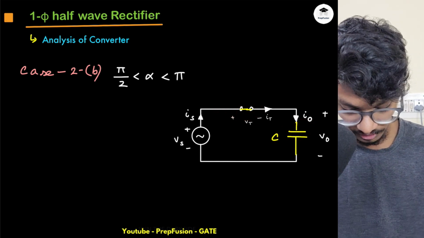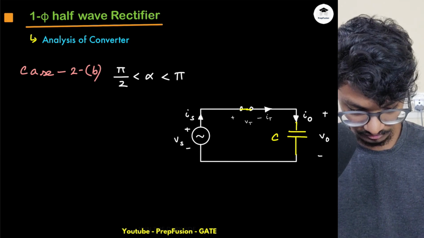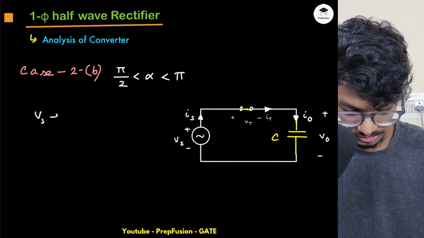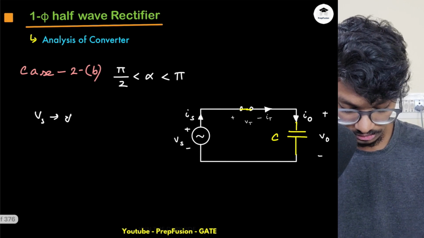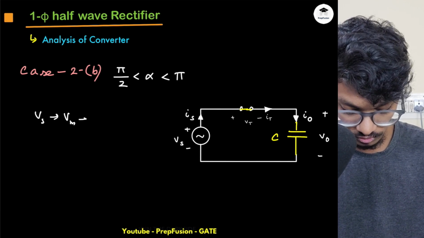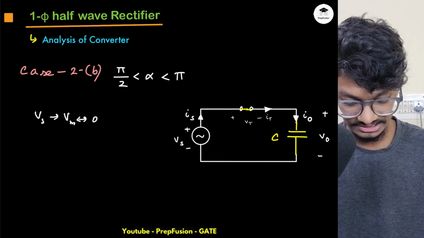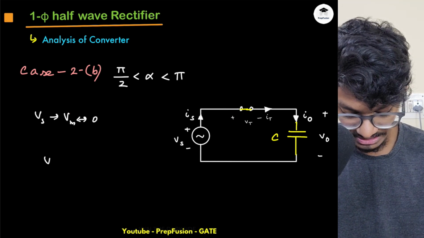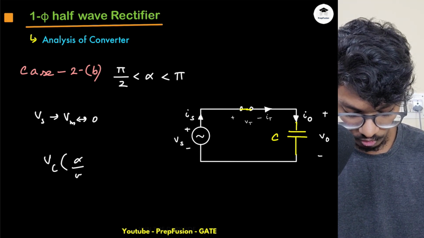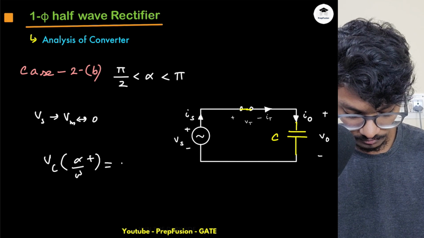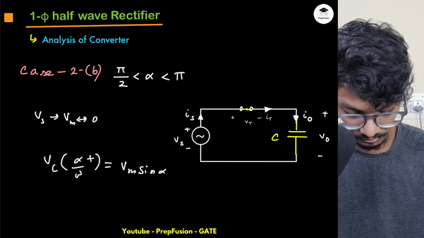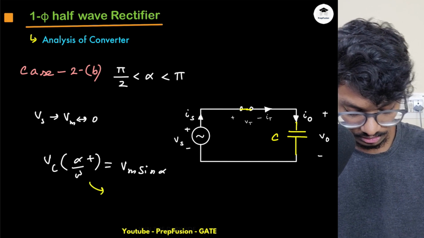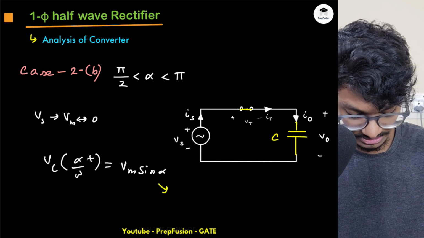My VS is going from VM to, the important thing to note here, VM to 0. So VS is reducing. As soon as this turns on, my VC of alpha by omega plus will be equal to VM sine alpha. And after that, the voltage VC will get fixed to this and my VS will reduce.